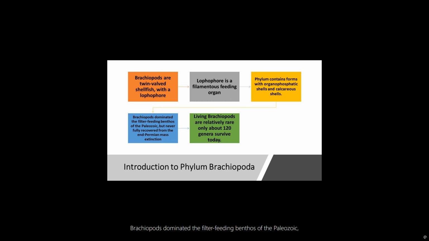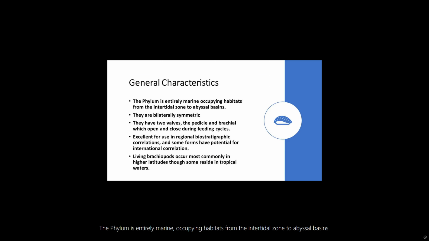Brachiopods dominated the filter-feeding benthos of the Paleozoic, but never really fully recovered from the end Permian mass extinction. Living brachiopods are relatively rare. There are only about 120 genera that survive today. The phylum is entirely marine, occupying habitats from the intertidal zone to abyssal basins.